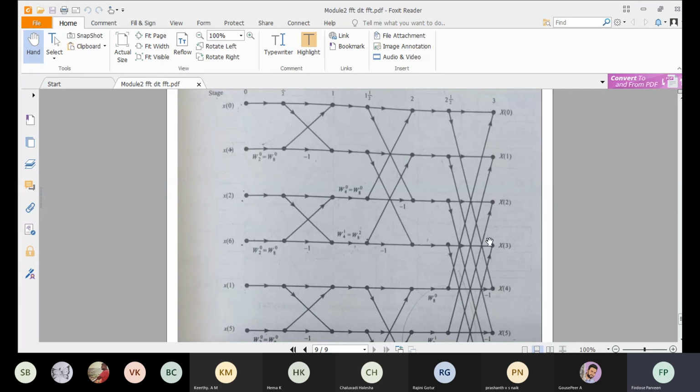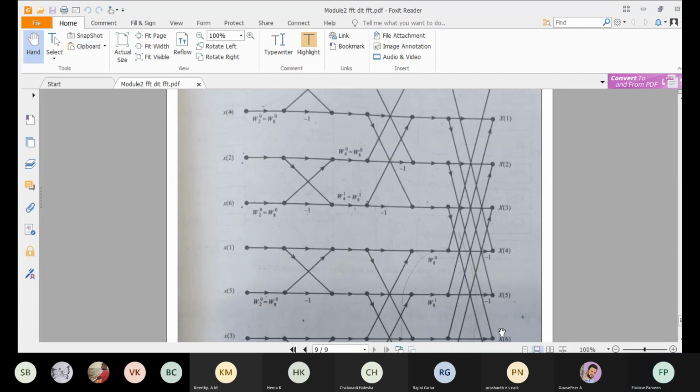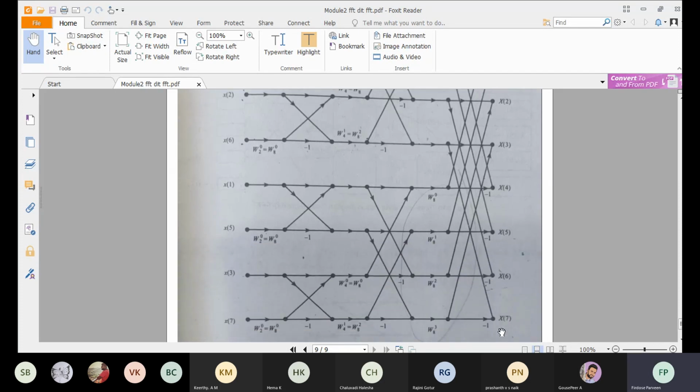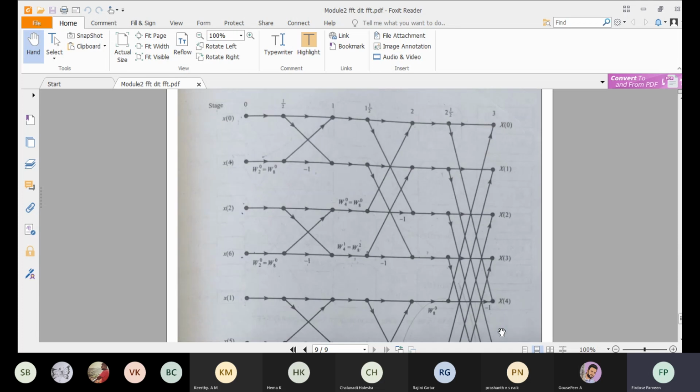So x of 2, x of 3, this one we are finding DFT. Okay, in the DFT we are finding x of 0, x of 1, x of 2, x of 3, that is x of k. This is x of k, this is x of n. Okay, 2, 3, 4, 5, 6 and 7 like this. Okay, this is bit reversal.